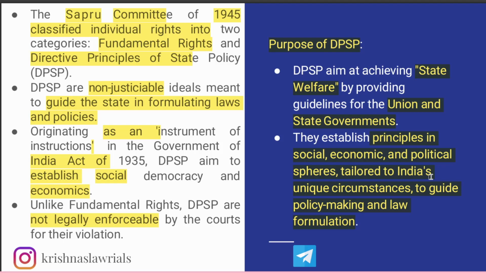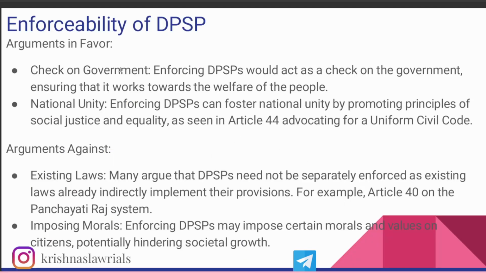After seeing India's uniqueness, like how there are different states, different languages, secularism, different religions together, after seeing everything, they made these DPSPs, and this acts as a guide for making laws and policies. So now we are seeing the arguments on enforceability of DPSP. When DPSP was enforced, there were arguments, somewhere in favor of DPSP and somewhere against DPSP.